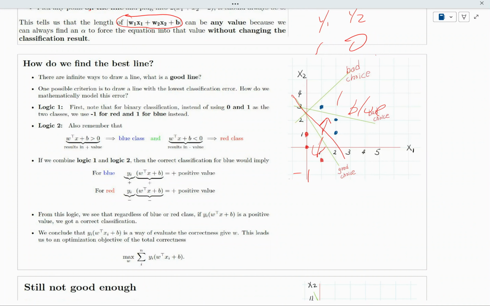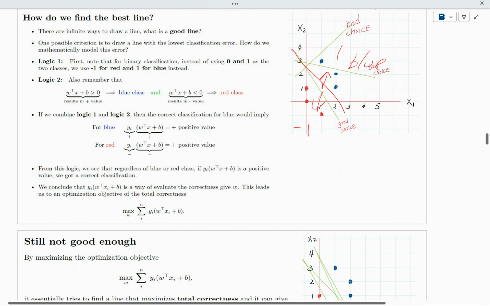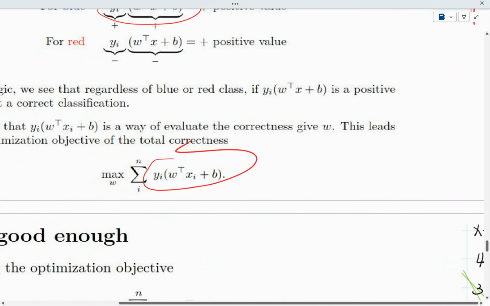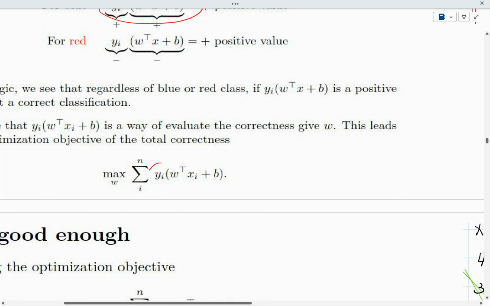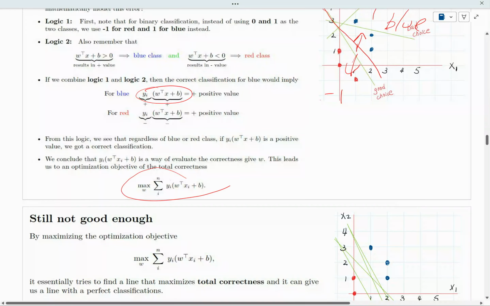So this leads us to an optimization equation. We want this quantity for every single sample. So there are n samples, and if each is correctly classified, this will be positive. So we want all n samples to be correct, right? This implies that we want to find a W, the weights, such that the correctness is maximized. So this equation is basically just a way to figure out if it's correct or not, and this is maximizing the correctness of the labels.